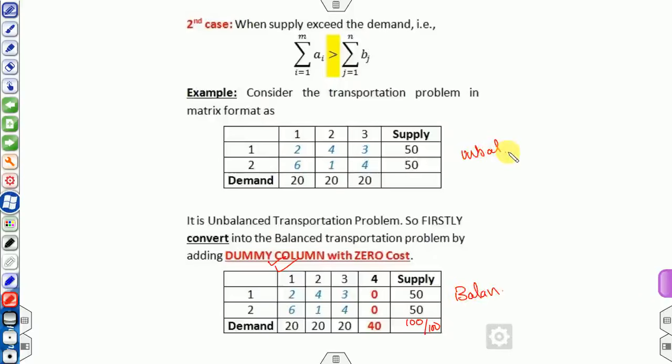So again I repeat: whenever you are trying to solve any transportation problem, the first task is to convert the unbalanced transportation problem into the balanced transportation problem by adding a dummy column or a dummy row, according to whether the supply is less than or greater than the demand.